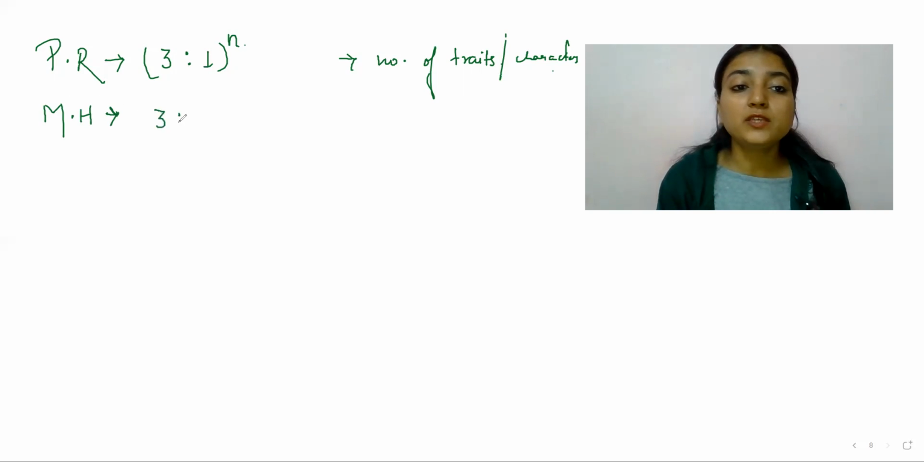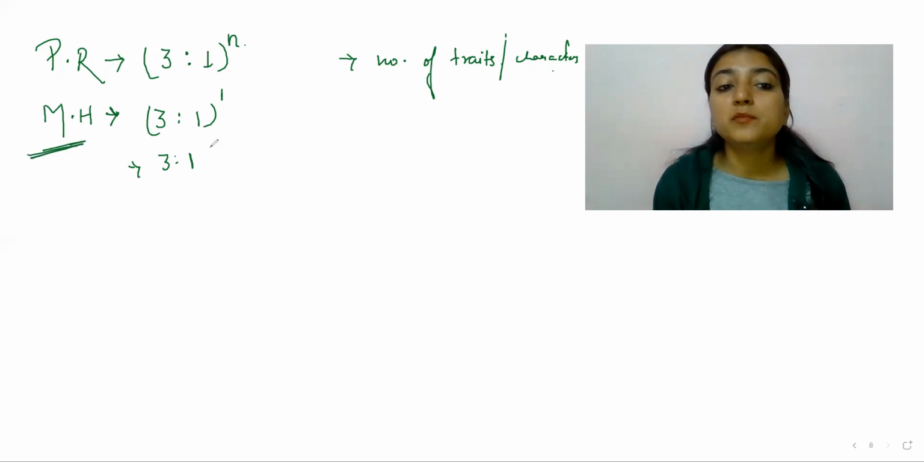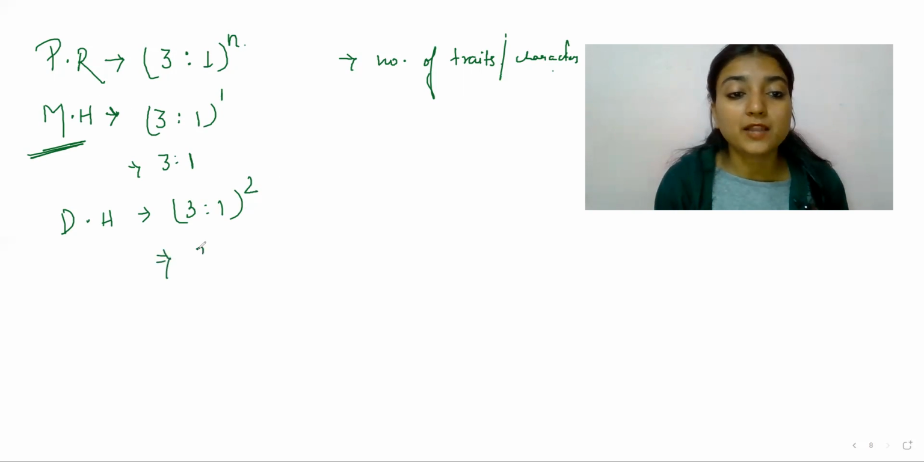Okay, so 3:1 to the power n will be 3:1 for the monohybrid cross. So for the monohybrid cross, the phenotypic ratio will be 3:1. For a dihybrid cross, it will be 3:1 to the power 2, because 2 characters are being taken for the cross. So how will we calculate it?